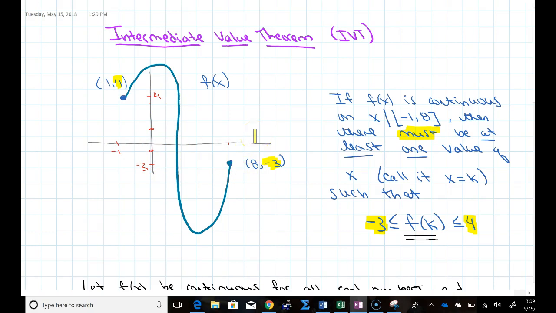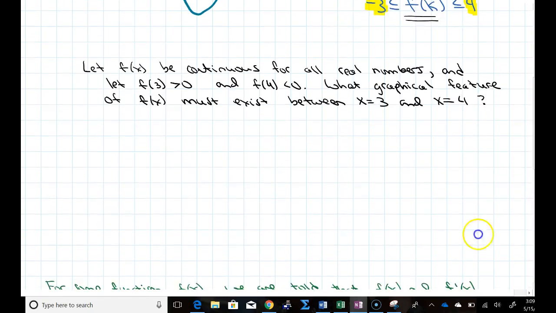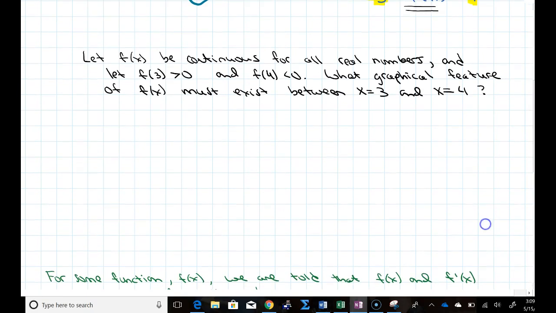Now your question is, how could there be a question involved in the IVT? And I just thought of a couple here. Here's one. It says, let f of x be continuous for all real numbers, and let f of 3 be positive and f of 4 be negative. What graphical feature of f of x must exist between x equals 3 and x equals 4? Well, go ahead and see if you can answer this question yourself, and then replay me for the answer.